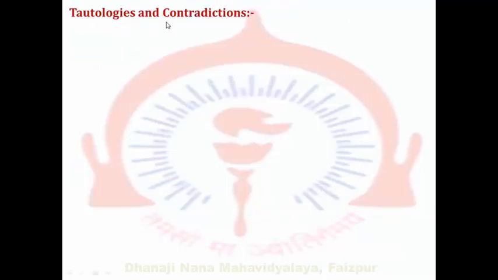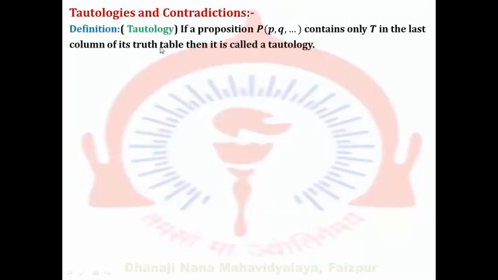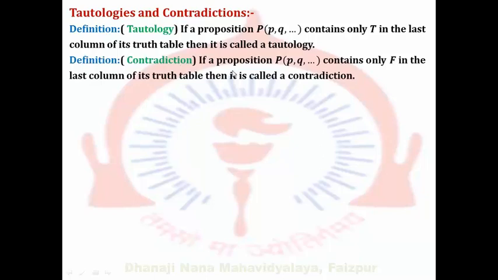Now we have the next topic, tautology and contradiction. The definition of tautology: if a proposition P of statements P, Q, etc. contains only T in the last column of its truth table, then it is called a tautology. So if the last column contains only T, we say the proposition is a tautology. The second one is contradiction: if a proposition P contains only F in the last column of its truth table, then it is called a contradiction. So if the last column contains all F, we say the resultant proposition is a contradiction.